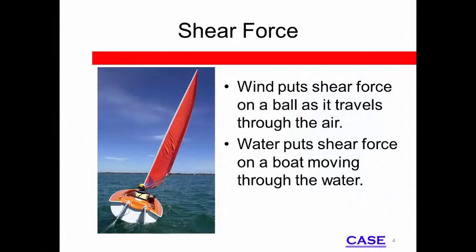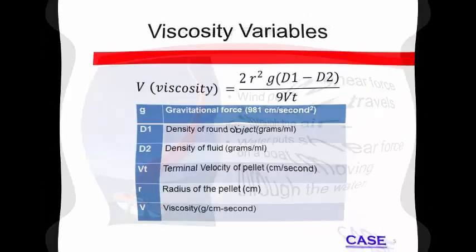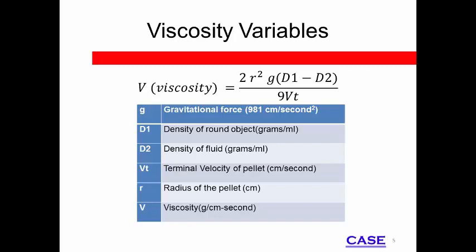Shear force is the force applied to objects as each move parallel to each other. As the water flows around the boat, it slows the boat down. Viscosity of a fluid is calculated by finding how fast a round object falls through a fluid while being pulled by gravity. The calculation has multiple variables that are measured and used in an equation. Each variable will be discussed throughout this presentation.